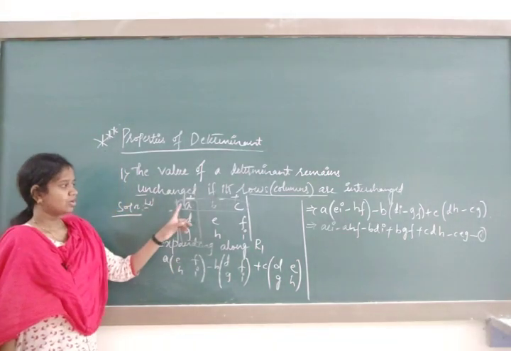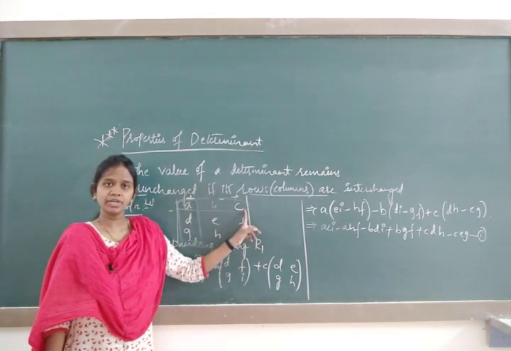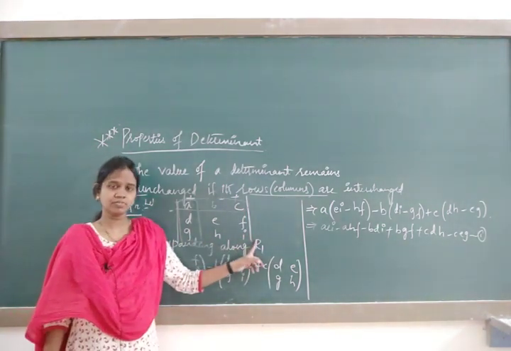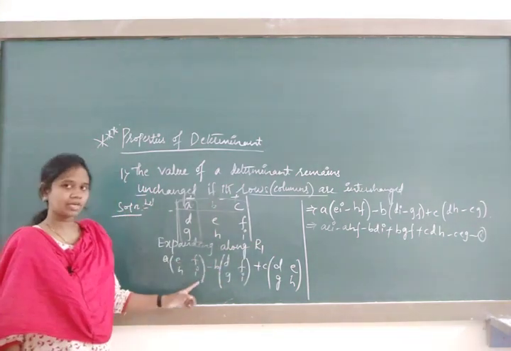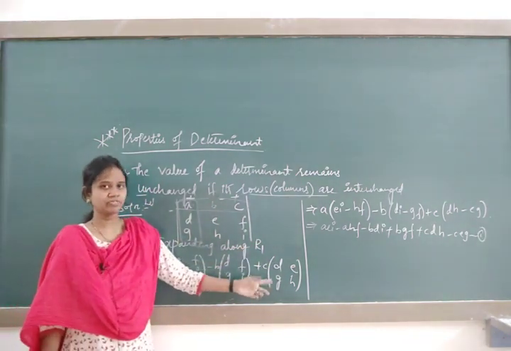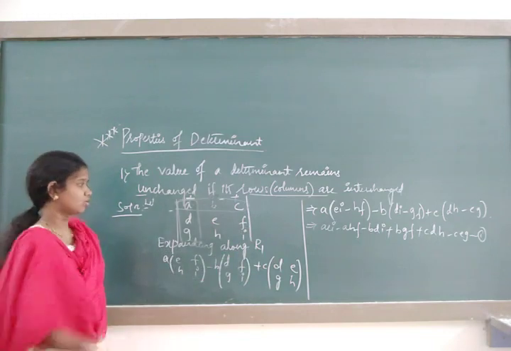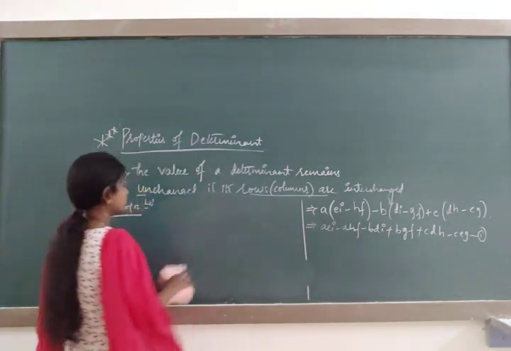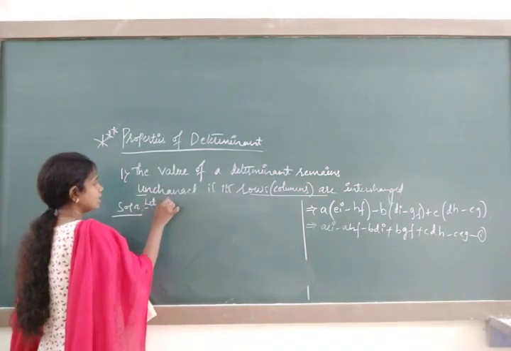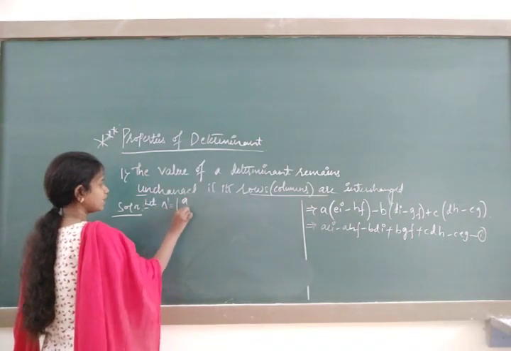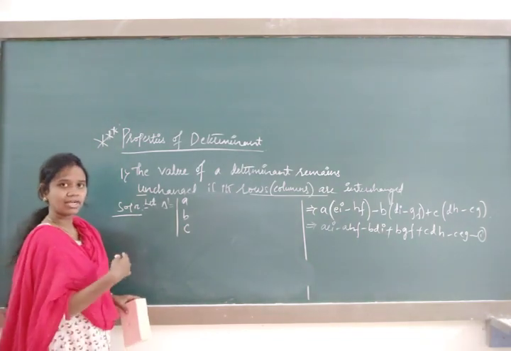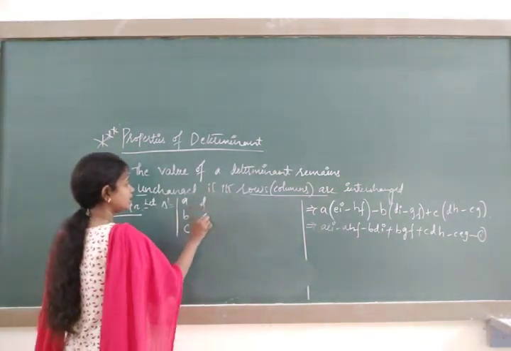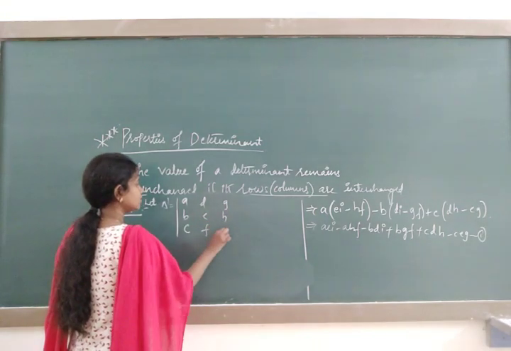So how to interchange? Whatever A, B, C was present in the row, I will take for the first column. D, E, F is present in the second row, I will take for the second column. G, H, I for the third row, I will take for the third column. Let delta dash be equal to: A, B, C was present in the first row, I will take it as the first column due to the statement. Next this will be D, E, F and this will be G, H, I.